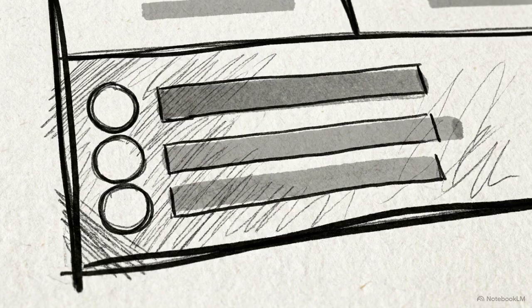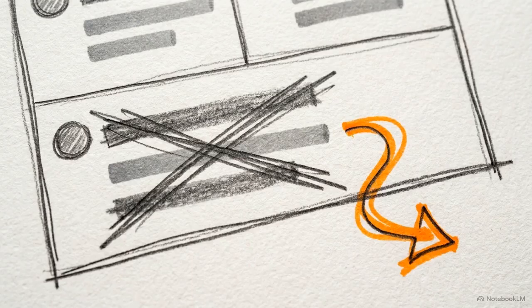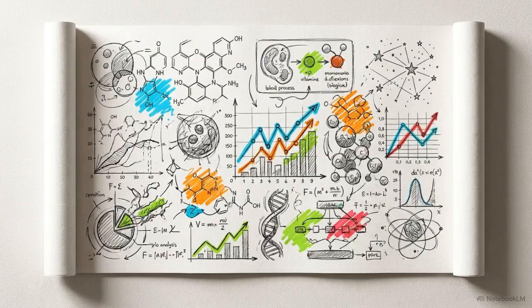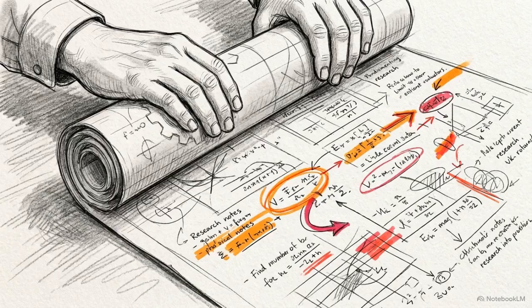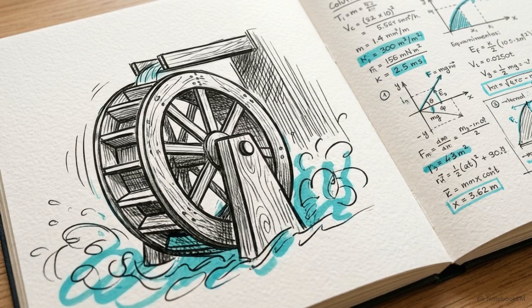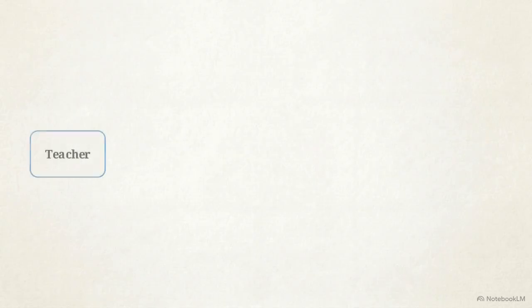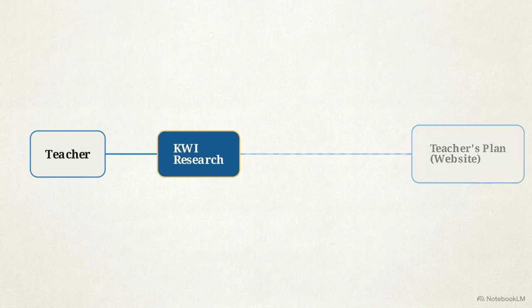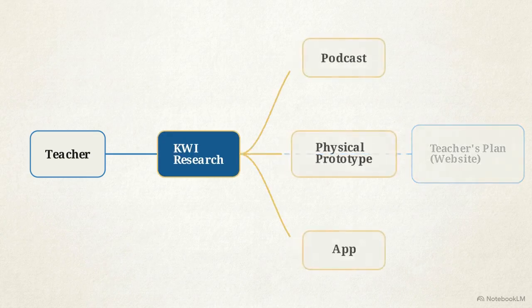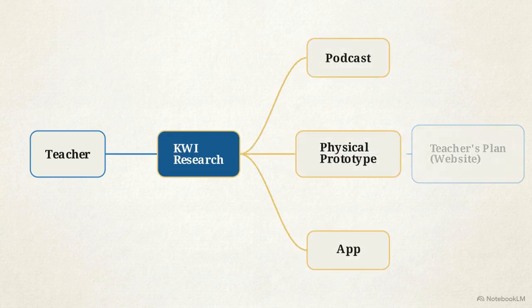For Section 5, your final planner entry, define 1 to 3 potential products, but commit to keeping the format flexible. Whether they make a poster or a formal presentation, the format is merely a vehicle. The actual goal is solving the problem and mastering the underlying content. This chart shows how adaptation works. Your initial plan might be a website, but based on their KWI research, students might propose a podcast, a physical prototype, or an app. You have to adapt to their trajectory.